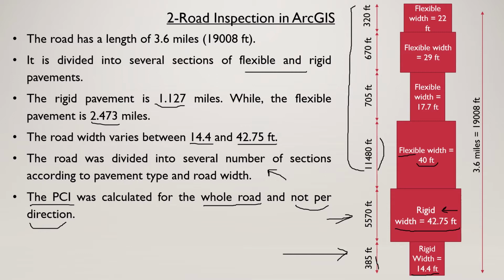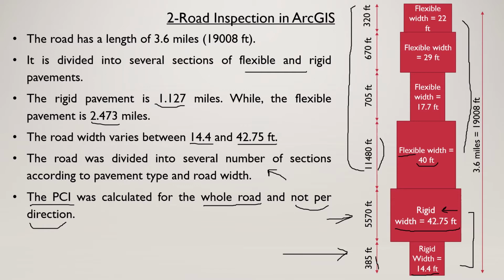And these 6 sections represent the number of sections along the road. We have here 2 rigid pavement sections and 4 flexible pavement sections.